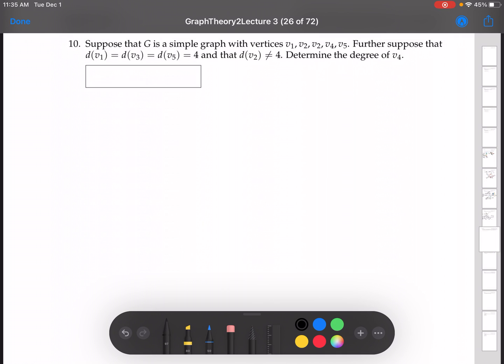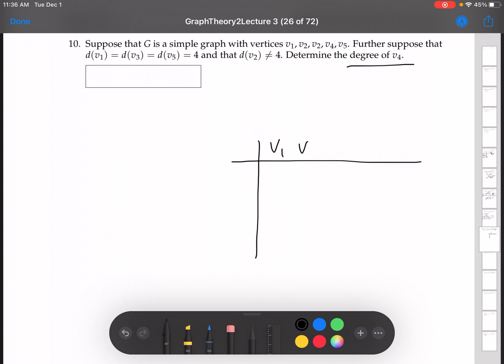All right, so the goal of this problem is to determine the degree of V4. G is a simple graph with vertices V1 to V5. Now, the way to do this is to use an adjacency matrix. You can think of an adjacency matrix as really just a grid.